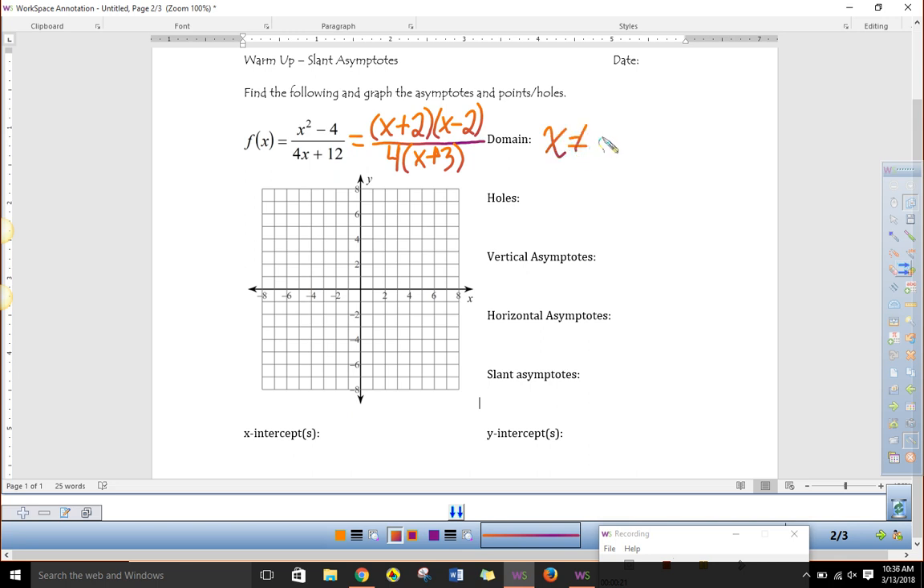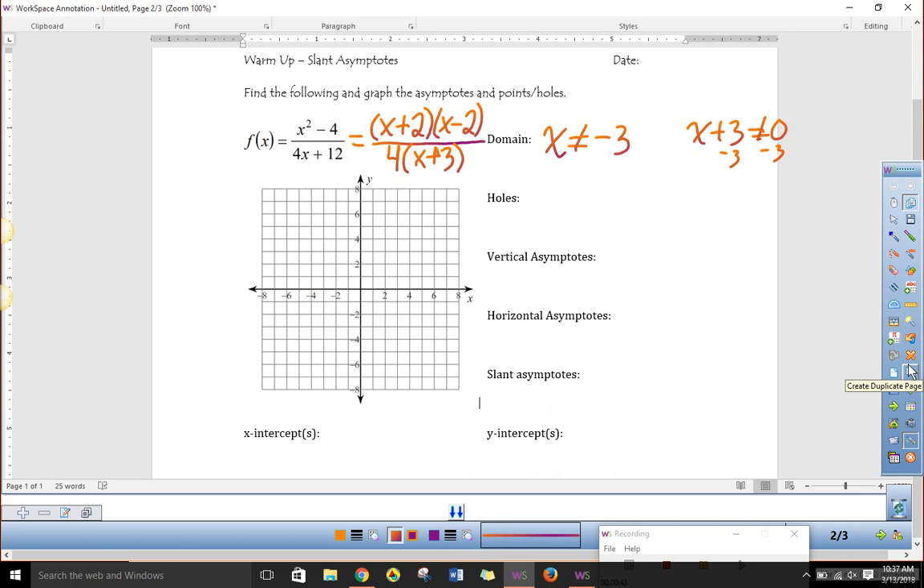Why can x not equal negative 3? How'd you get that? Because we make x plus 3 equal to 0. You're saying x plus 3 cannot equal 0, and you're solving it. Okay.